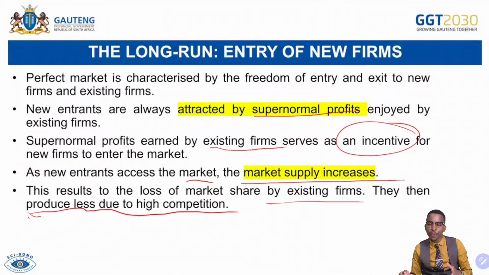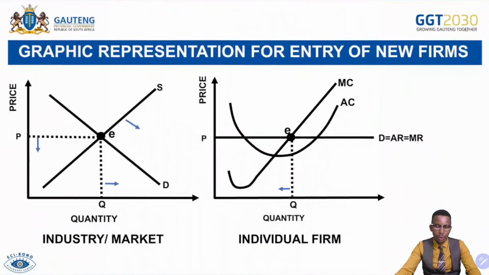However, that is good for the market because the market finds itself supplying even more goods and services because of the increase in the number of firms existing in the market. So here are the graphs.